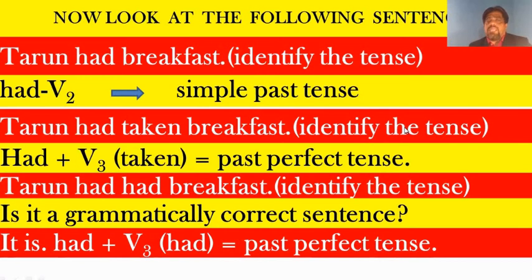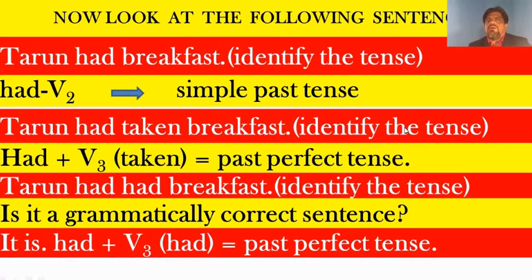And in the third sentence the first had is used as the sign of past perfect tense. But the second had, that is not the sign of past perfect tense. It is used just like we used the word taken in the second sentence, a V3 verb form. In the third sentence we used the V3 verb form that must be attached with the word had, which is the sign of past perfect tense. And had is also a V3 verb form of the word have or has.